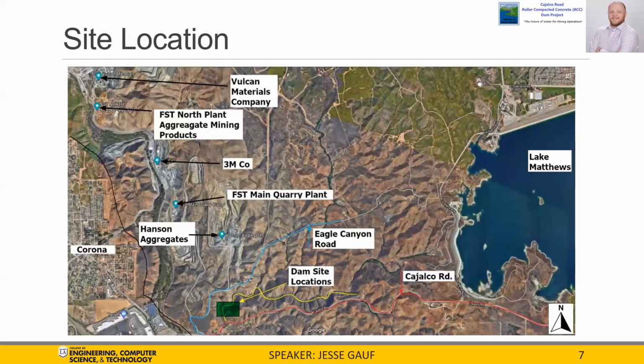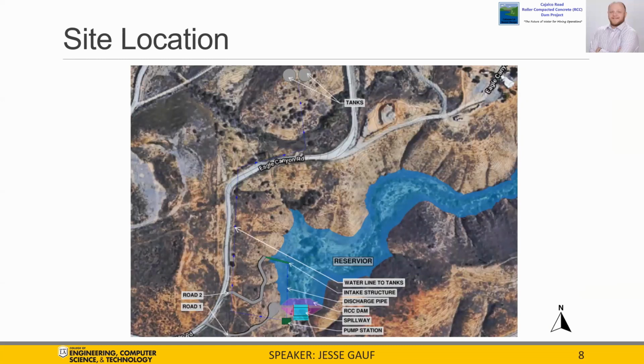Shown here is an overhead view with important locations involved with this project. To the west of the dam site location is the city of Corona, to the east is Lake Matthews, and just to the south is Cajalco Road. If we zoom into this project location, various structures for this project are indicated. This location will be referenced throughout the presentation when discussing each of these individual structures.